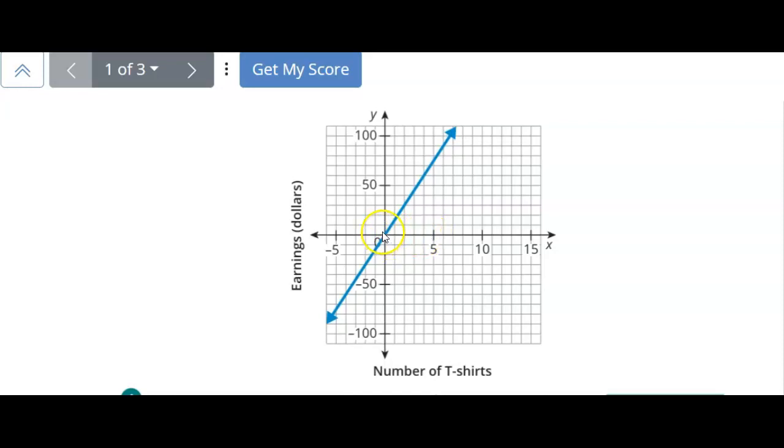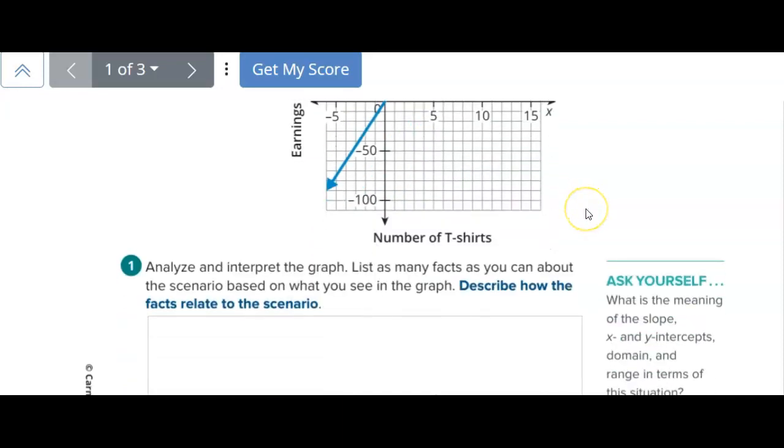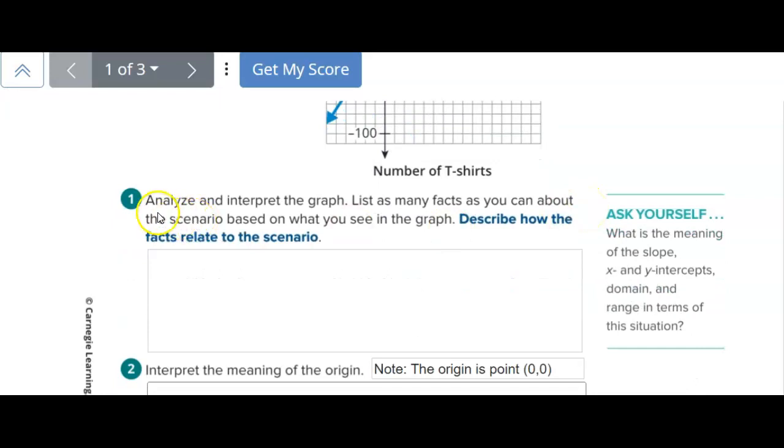And then the lines on the y-axis represent the dollars earned, and these lines go up by 10. So $0, $10, $20, $30, $40, $50, and so on. So number of shirts on the x-axis, earnings on the y-axis. So your first goal is to look at the graph and analyze and interpret it.